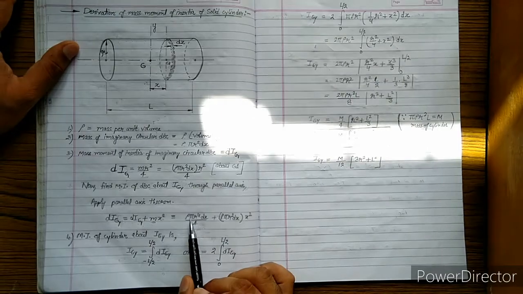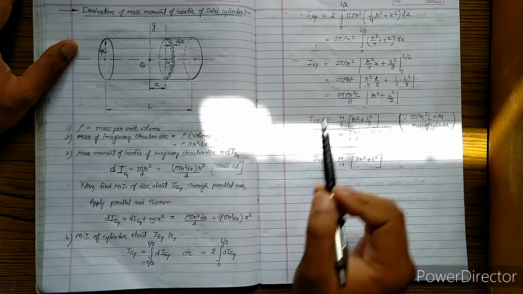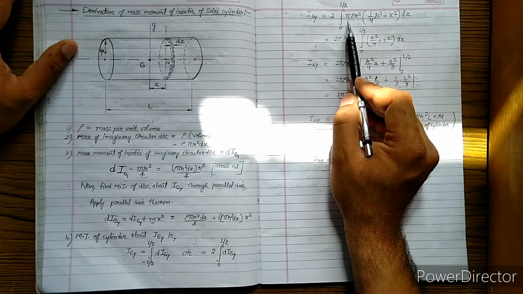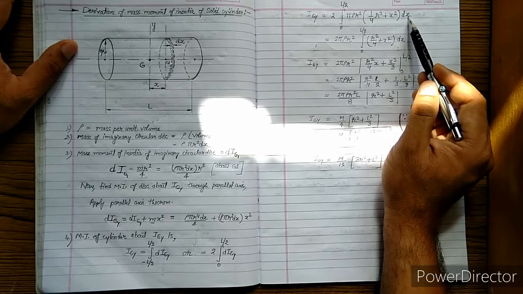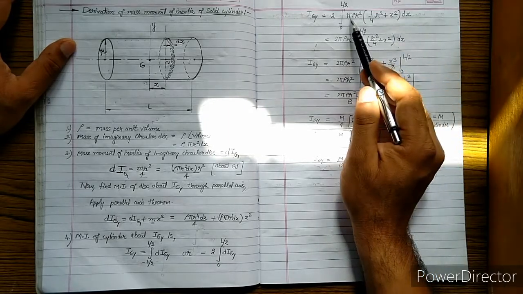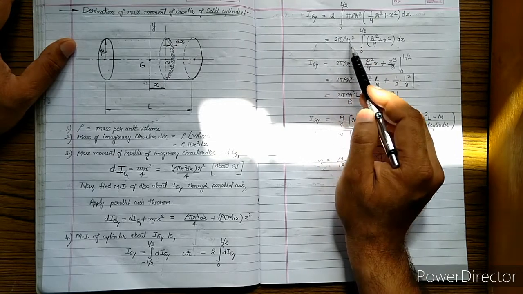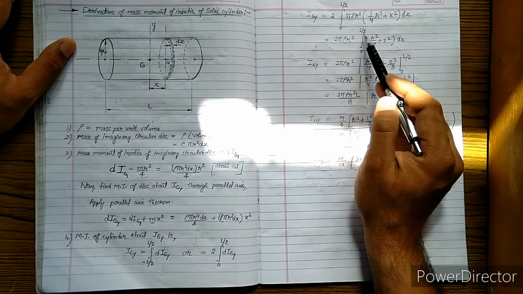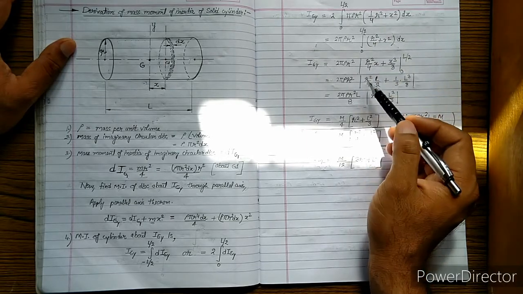From here pi rho and r square are taken common. So pi rho r square is taken common. What are we left with then? 1 by 4 r square plus x square, dx. Then this is a constant, take it outside, so it will become 2 pi rho r square times the integration from 0 to L by 2 of the remaining term, r square by 4 plus x square, dx.